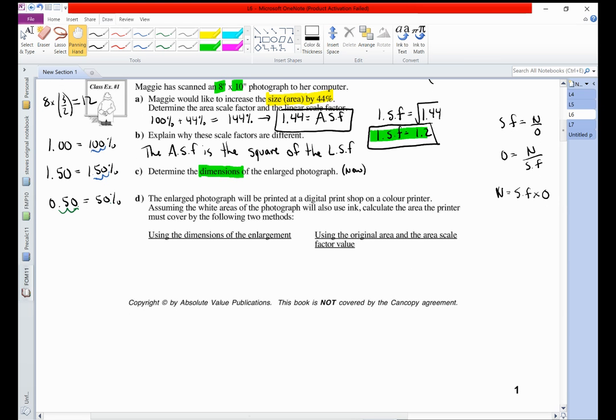So we are looking for new dimensions. So we're just going to go scale factor multiplied by the original. So we can say 8 multiplied by our linear scale factor of 1.2 gives us 9.6 inches, and 10 multiplied by 1.2 gets us 12 inches. So the new dimensions are 9.6 by 12. And those are the dimensions we need if we want to increase the area by 44%.